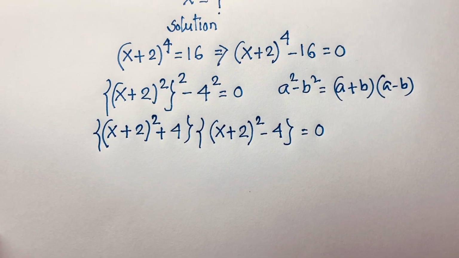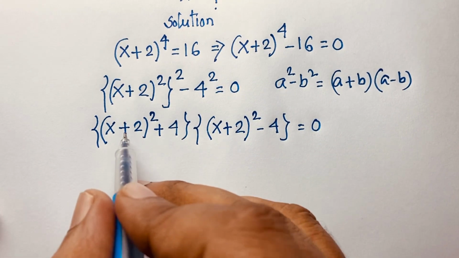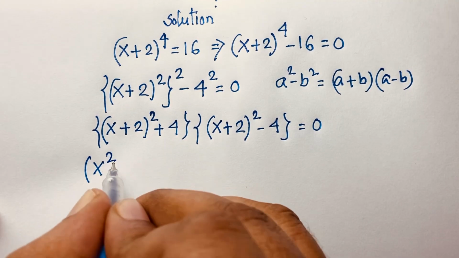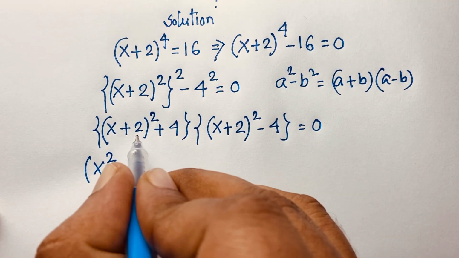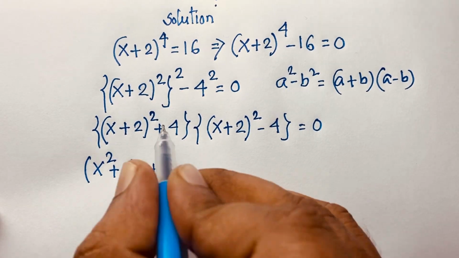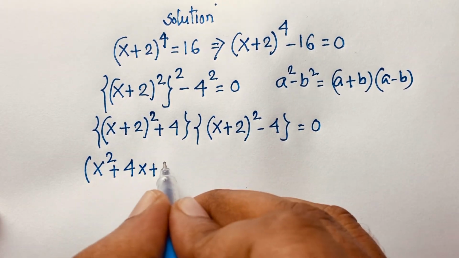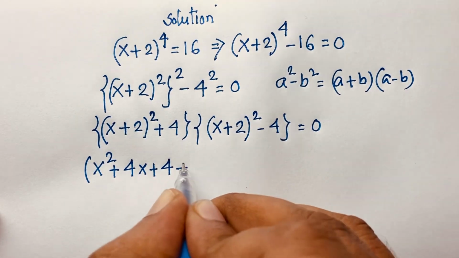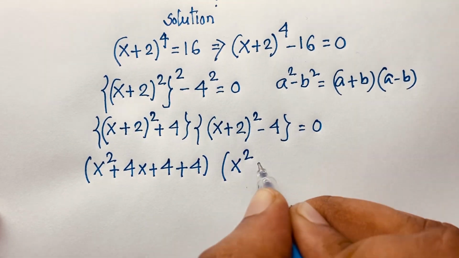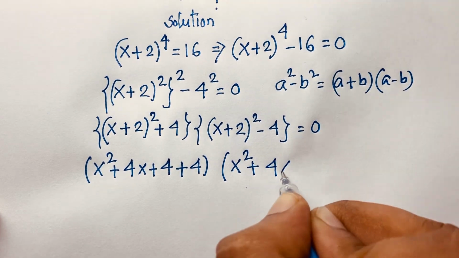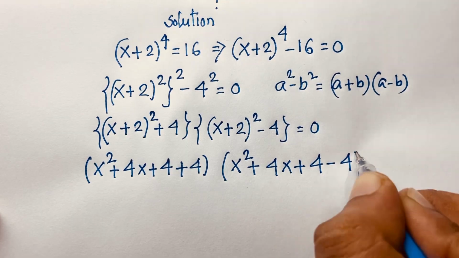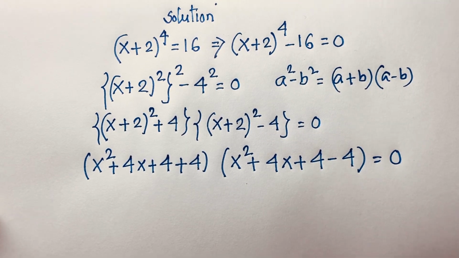Now at this moment I can say (a + b)^2 = a^2 + 2ab + b^2. Here a is x and b is 2, so 2 times 2 is 4, and b squared is 2 to the power 2, which is 4. It will be x^2 + 4x + 4, and here again + 4 and - 4 is equal to 0.